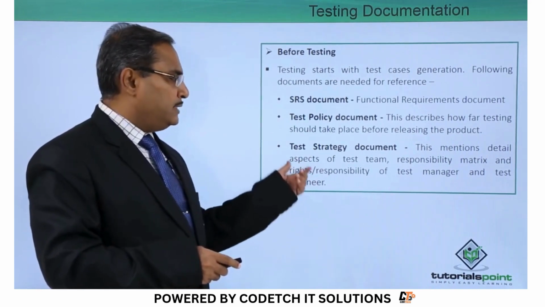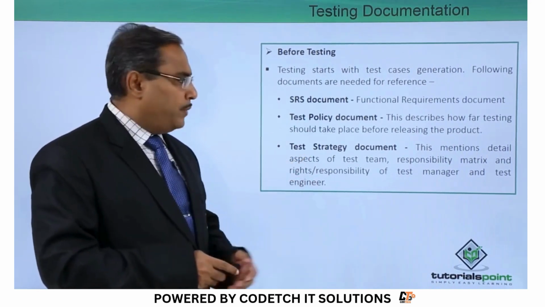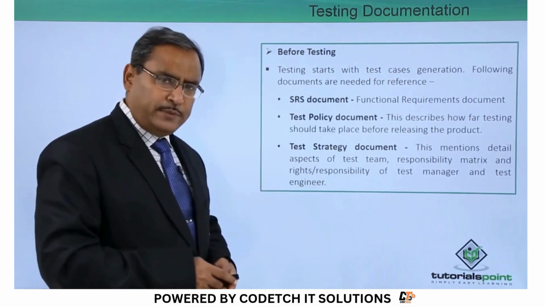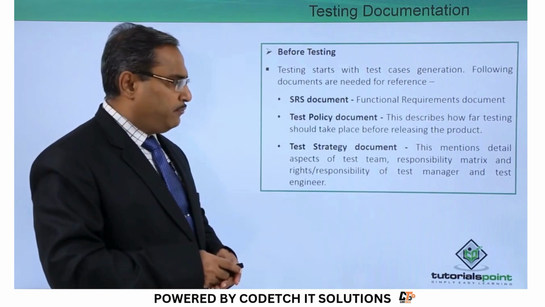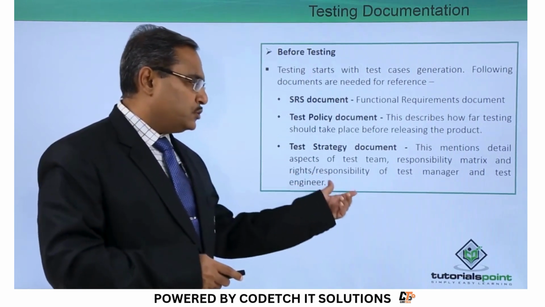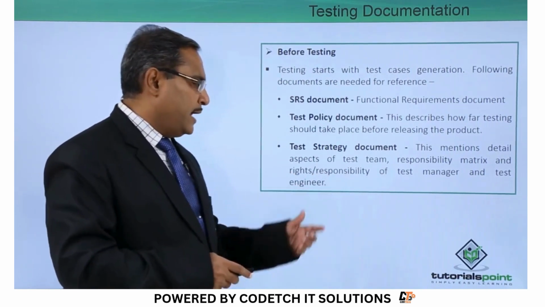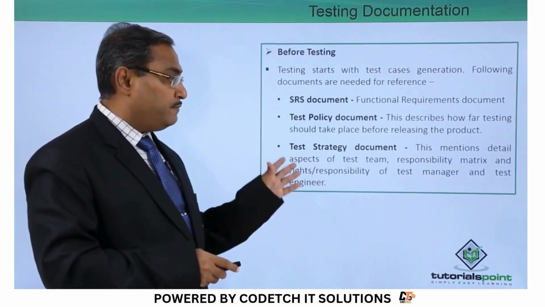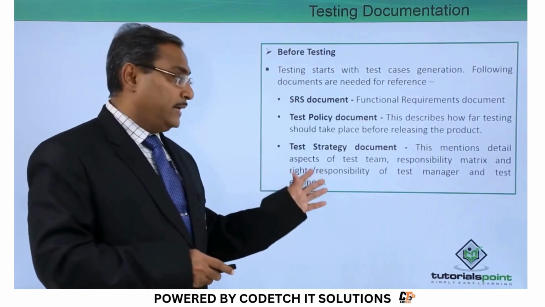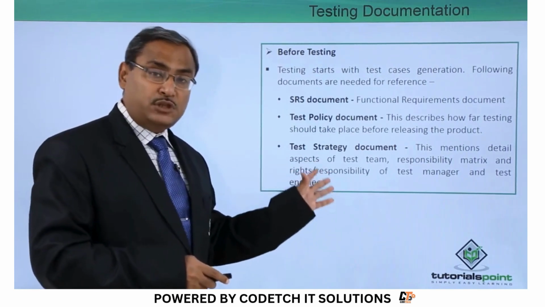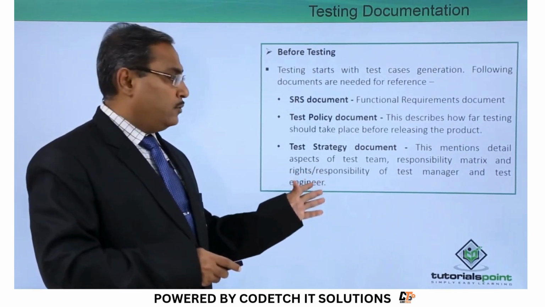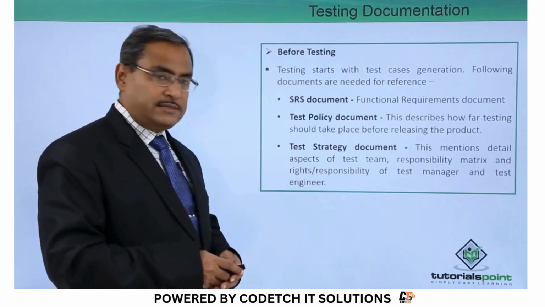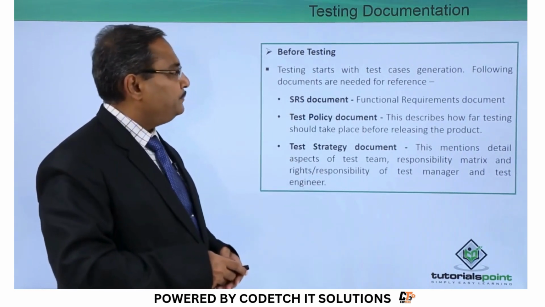The next one is our test strategy document, and this mentions detailed aspects of the test team responsibility matrix and the rights and responsibilities of the test manager and the test engineer. Here we are dealing with different types of authentications and different types of responsibilities which will be carried out by multiple personnel. That will be kept in the test strategy documentation.